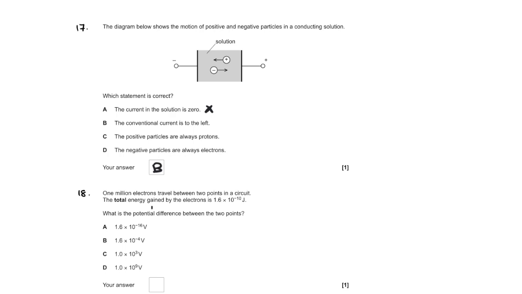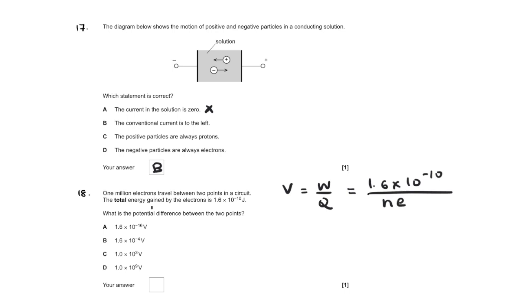Let's move on to 18, where we are given that 1 million electrons travel between 2 points in a circuit. The total energy gained by the electrons is 1.6 times 10 to the minus 10 joules. What is the potential difference between the 2 points? We know that potential difference, V, is equal to W over Q. We are given the work done, which is 1.6 times 10 to the power of minus 10 joules, over the charge.